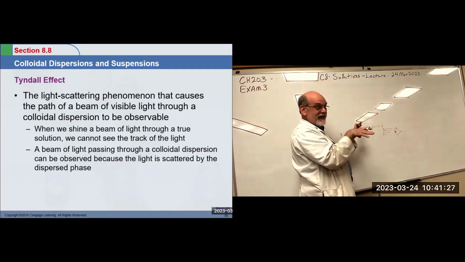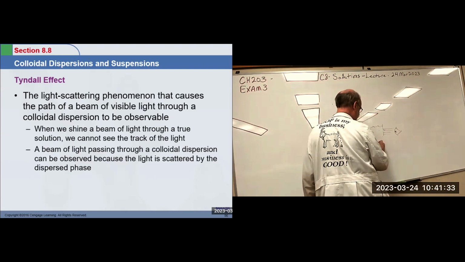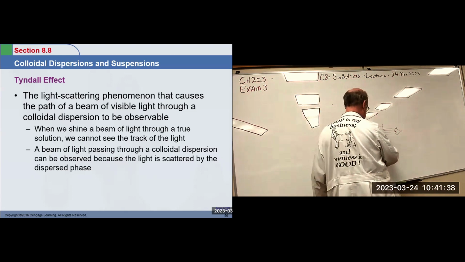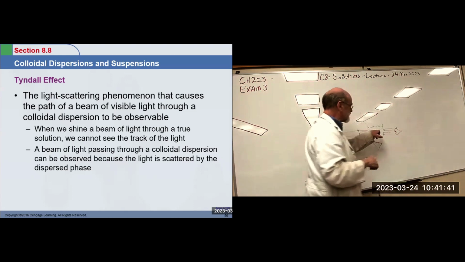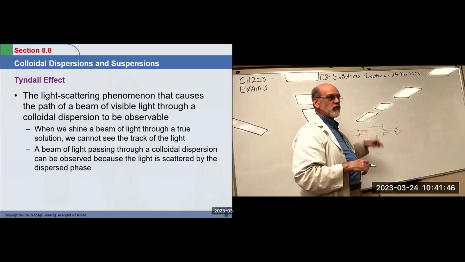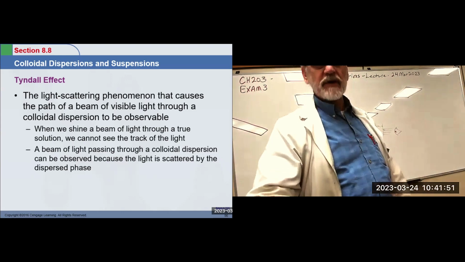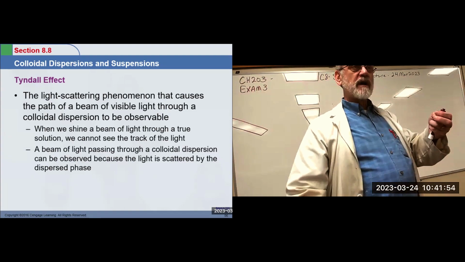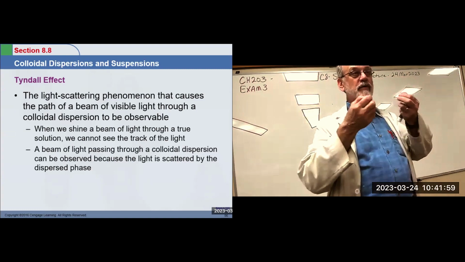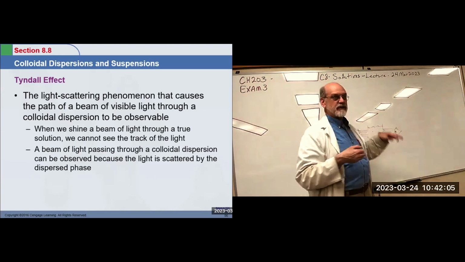But if you turn to right angles and you look around on this side with your eye, if it's a colloid, you will be able to see the beam in that medium. If it's a solution, you won't. That's all it is. That's the Tyndall effect. Because the particles in a colloid are not dissolved. They're not in the holes. They're separate particles, and they will disperse a light beam passing through them.